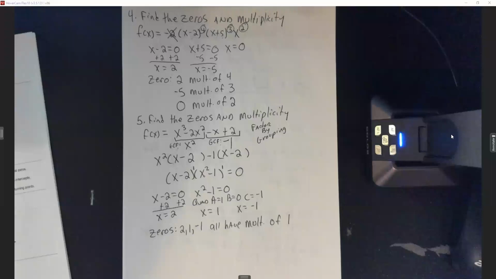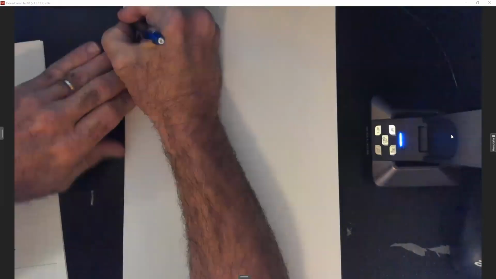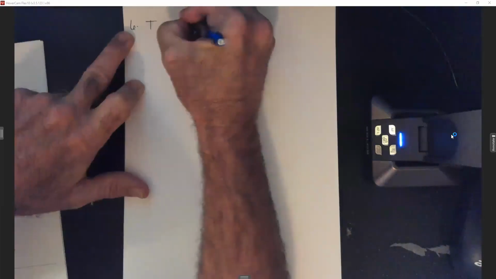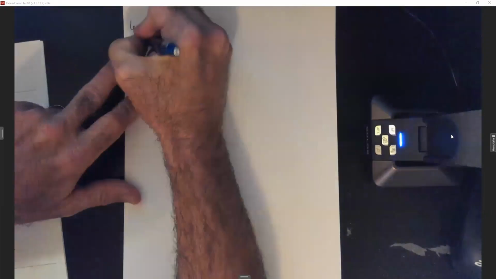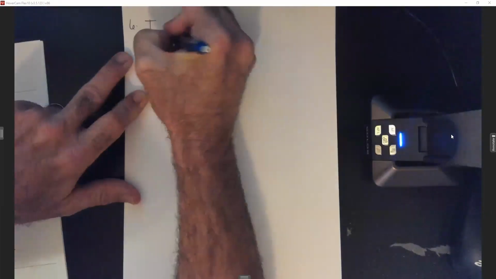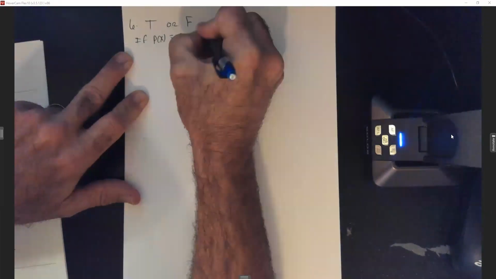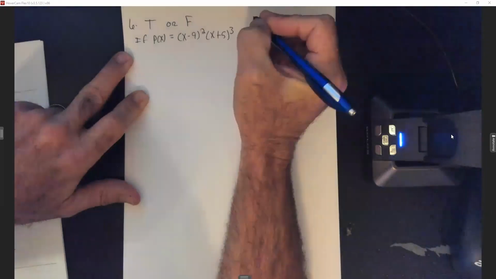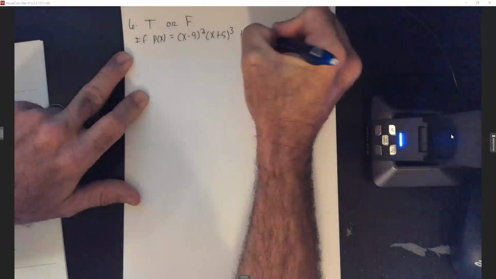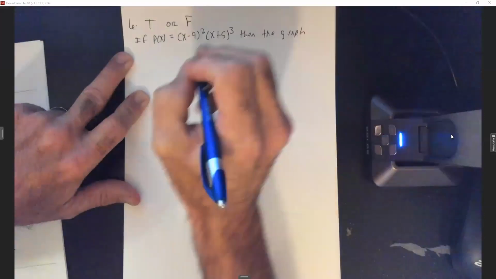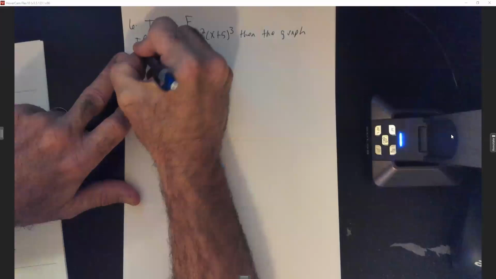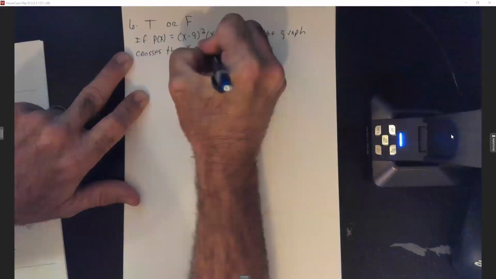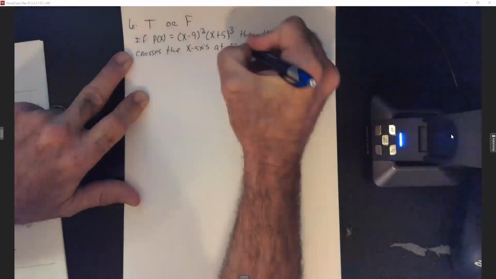All right, y'all, so next I'm going to hit y'all with some true and false for one of these. So let me turn over. So true or false. If P of x equals (x minus 9) squared (x plus 5) to the third, then the graph crosses the x-axis at (9, 0).